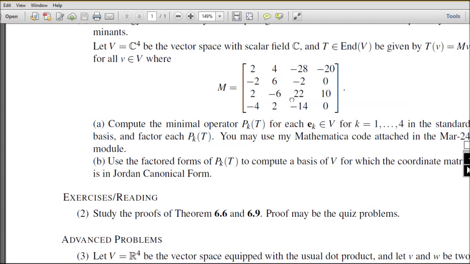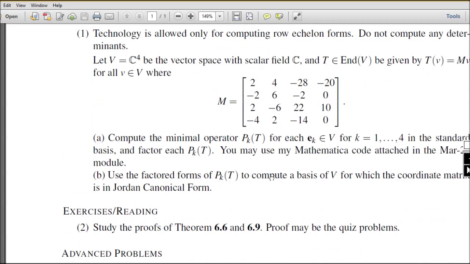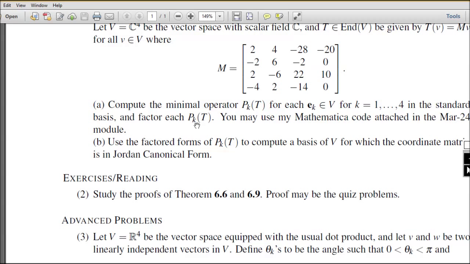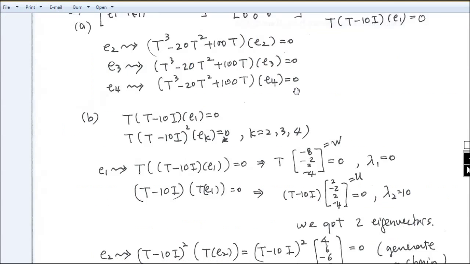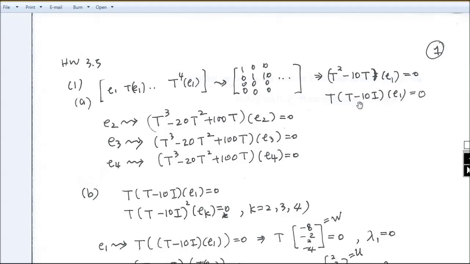There is this 4x4 matrix, and you're supposed to calculate a minimal operator for each of the vectors. This part B was lacking, so that's why I'm explaining. And use the factored form to find the basis of the Jordan canonical form. So here, you found all of these. T times the (t minus 10)squared, and that's the minimal operator, right? So here, t times (t minus 10I) squared, this is the minimal operator. You all got that correctly. But the next part is not well understood.